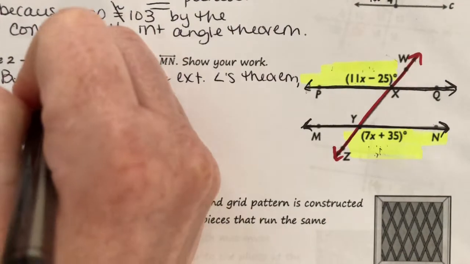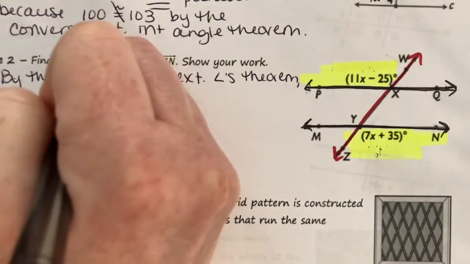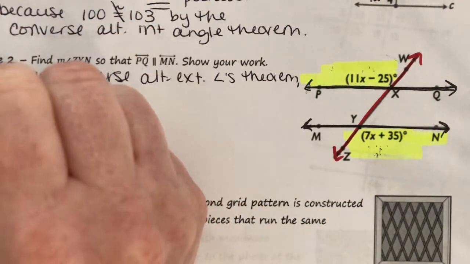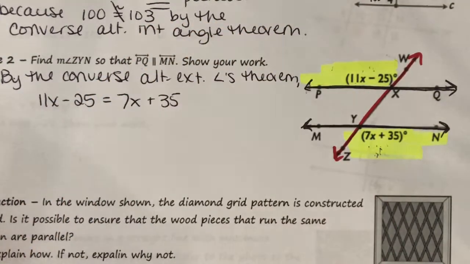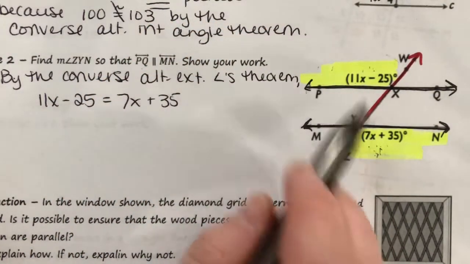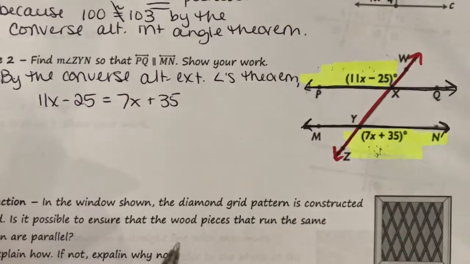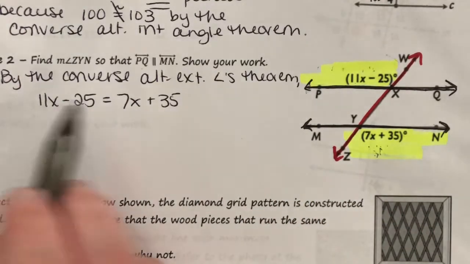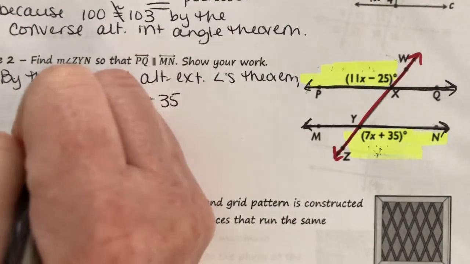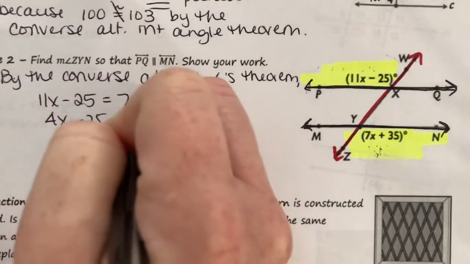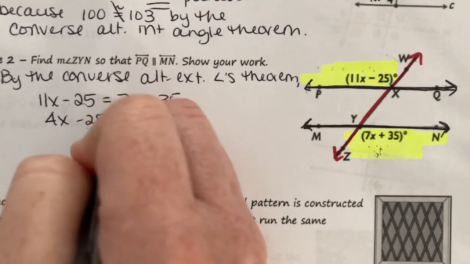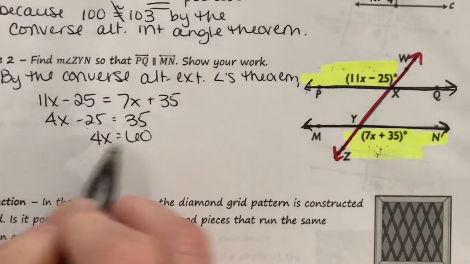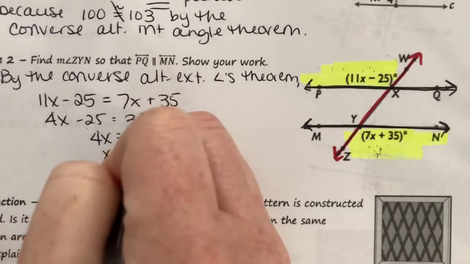So 11x minus 25 is equal to 7x plus 35, because they're alternate exterior angles, so they have to be congruent if my lines are parallel. Then I solve for x: minus 7x, 4x minus 25 equals 35, add 25, 4x equals 60, divide by 4, x equals 15.